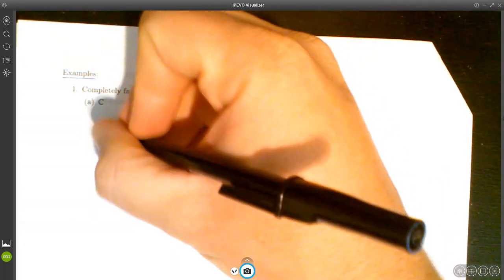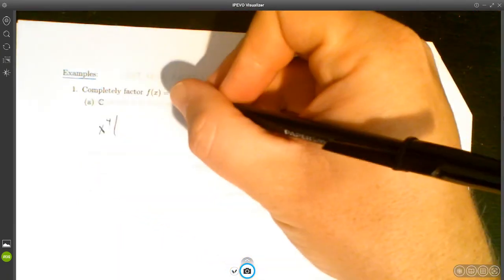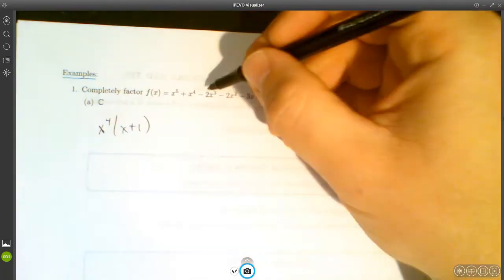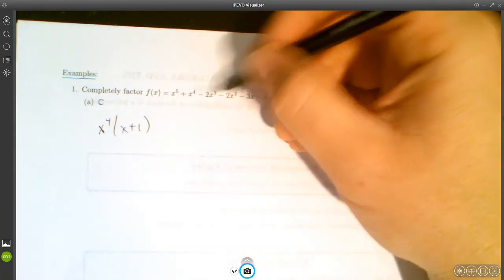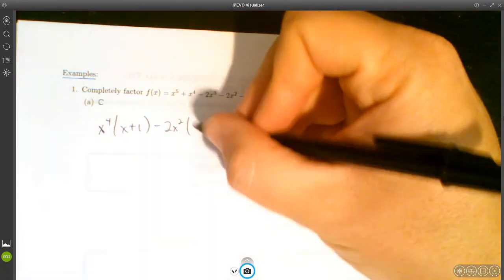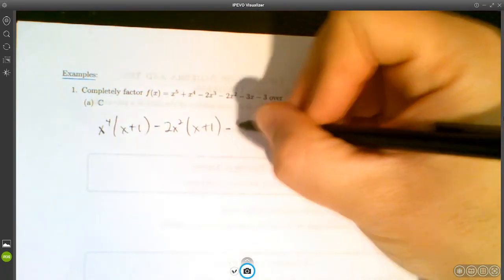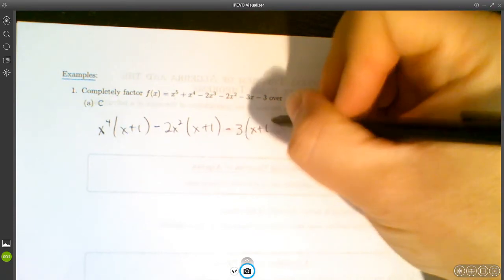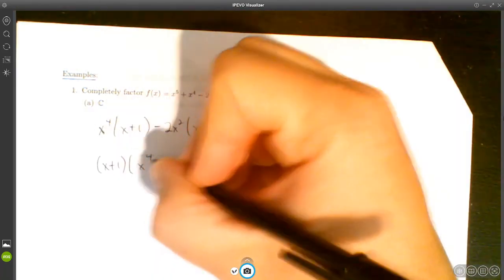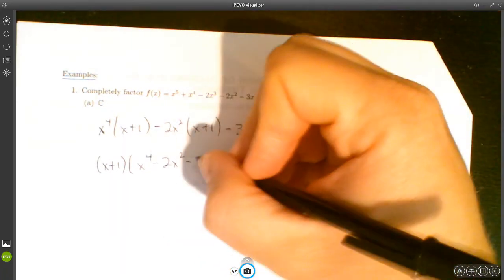If I group the first two terms together, I can take out an x to the fourth, and we'd be left with x plus 1. If I factor the next two together, I can take out a negative 2x squared, and I'd be left with an x plus 1. And then if I factor the third group, I can take out a negative 3, and then I'd be left again with x plus 1. So that's kind of nice. Now I can factor out the x plus 1, and I'm left with x to the fourth minus 2x squared minus 3.